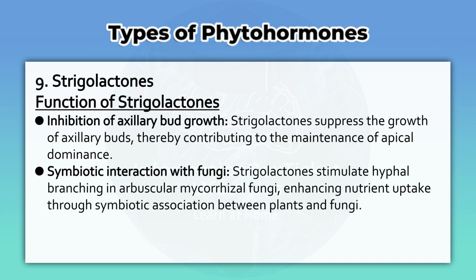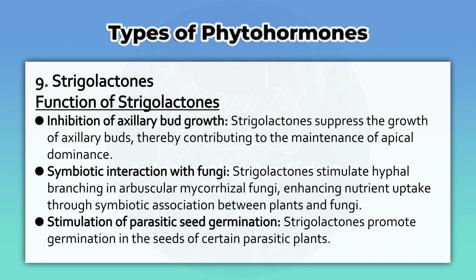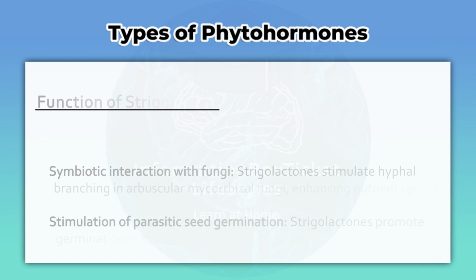Symbiotic interaction with fungi. Strigolactones stimulate hyphal branching in arbuscular mycorrhizal fungi, enhancing nutrient uptake through symbiotic association between plants and fungi. Stimulation of parasitic seed germination. Strigolactones promote germination in the seeds of certain parasitic plants.